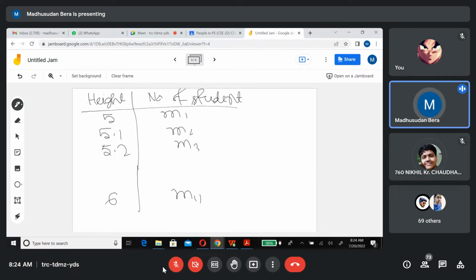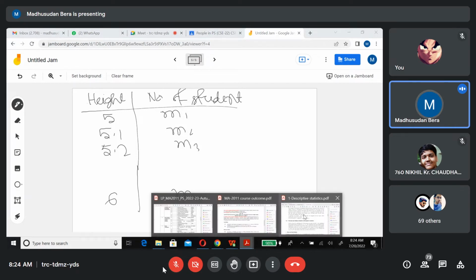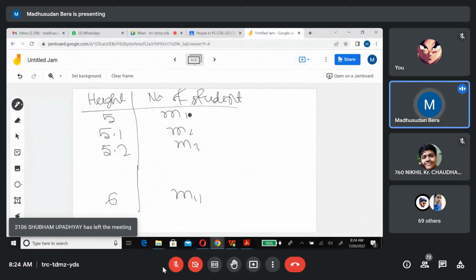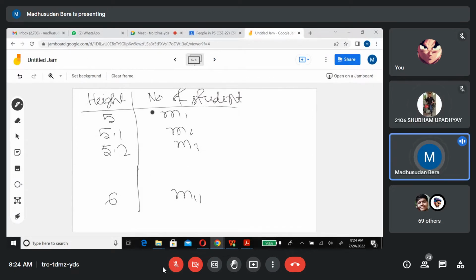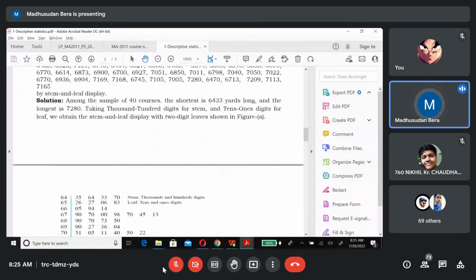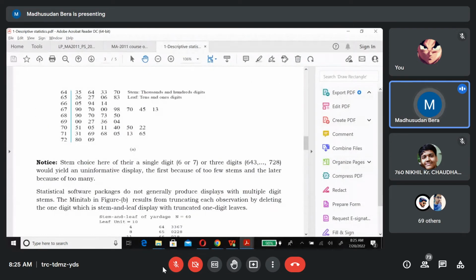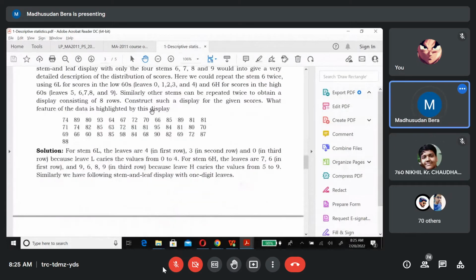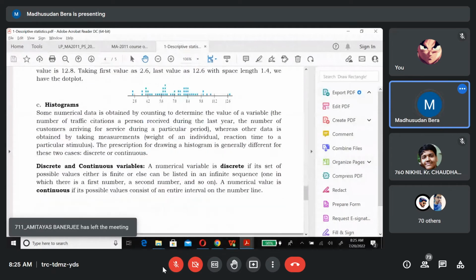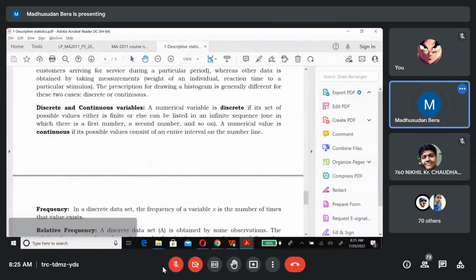Yes, sir. That is one of the ways, but there are many ways. Okay, we will not go into that. Many things are there, like pictorial and tabular methods. This is basically the tabular method. We are writing in a table, although it has a specific name. There is also the stem and leaf display. We will not go through that. If you are interested, you can go through those things. Mainly we will go through the histogram.